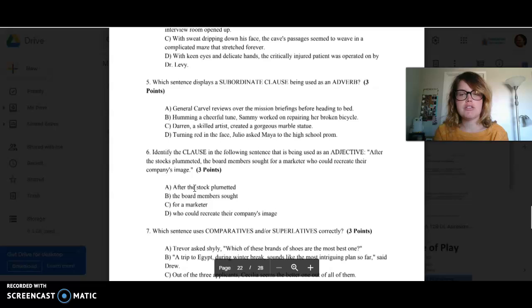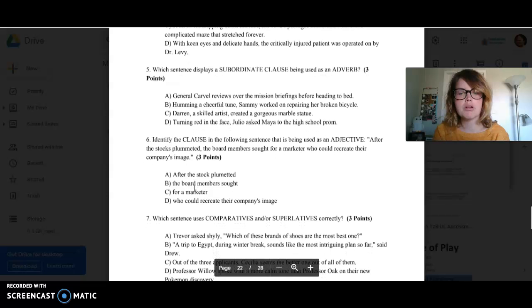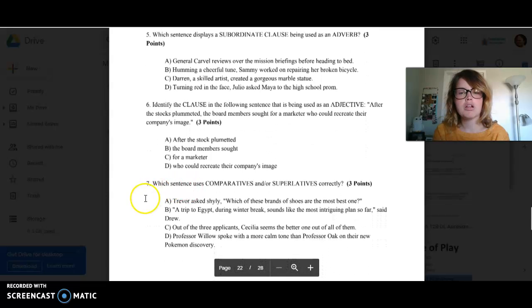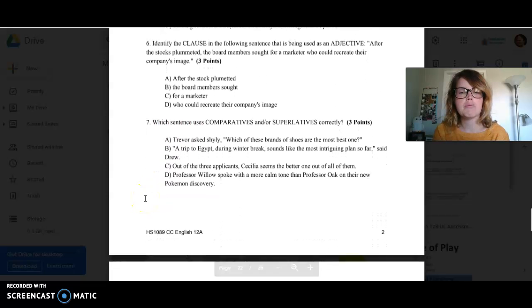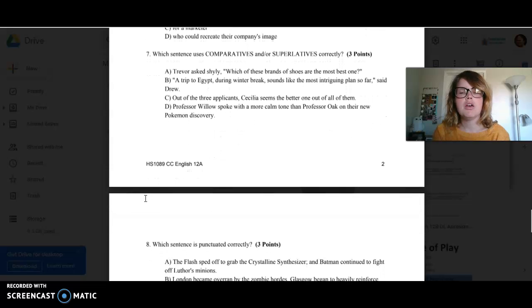Number 6, identify the clause in the following sentence that is being used as an adjective. After the stocks plummeted, the board members sought for a marketer who could recreate the company's image. So which clause is being used as an adjective? Remember what adjective means. Also, I go over that at the beginning of Unit 5 as well.